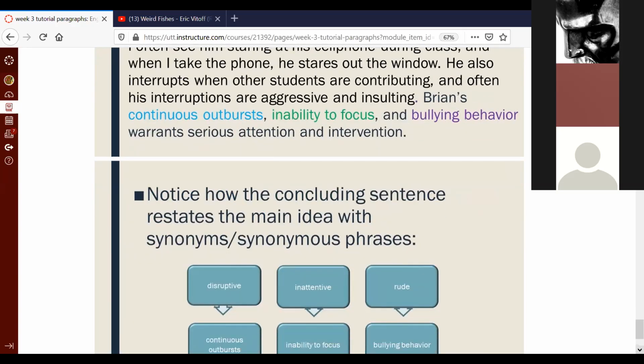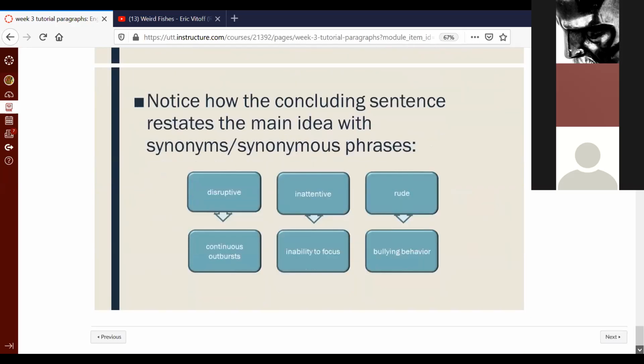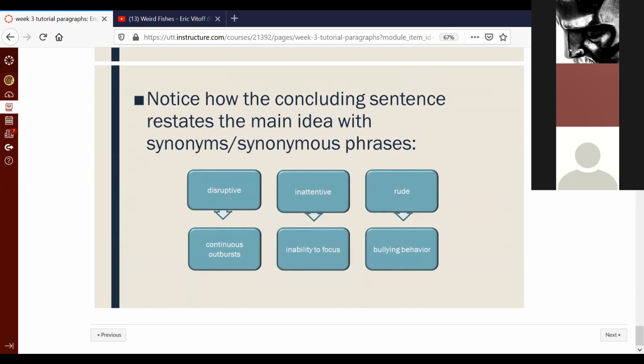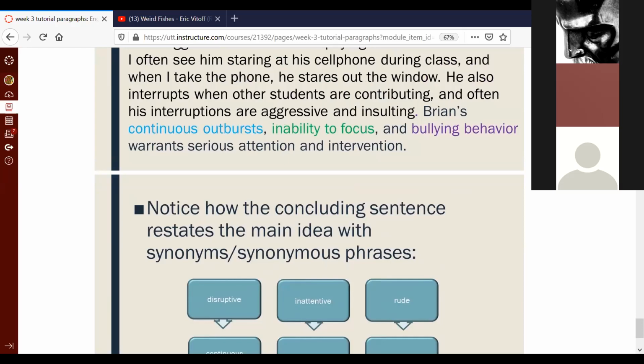You also notice how this clincher sentence points to what should be in the next paragraph, right? So the clincher sentence says it warrants serious attention and intervention. So I'm assuming the next paragraph after this will talk about serious attention and intervention.